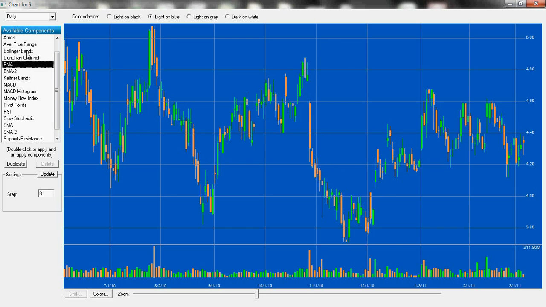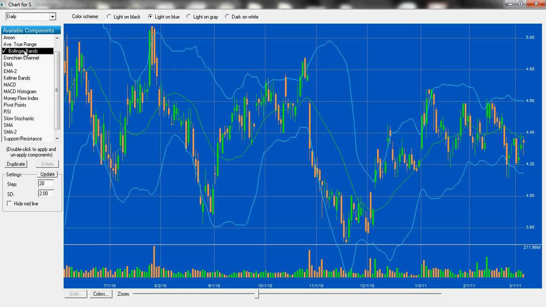Okay, so that's EMA. Bollinger Bands: this middle line here is actually a simple moving average. The line above that is the standard deviation above the simple moving average, and the line below it is the standard deviation below the simple moving average.